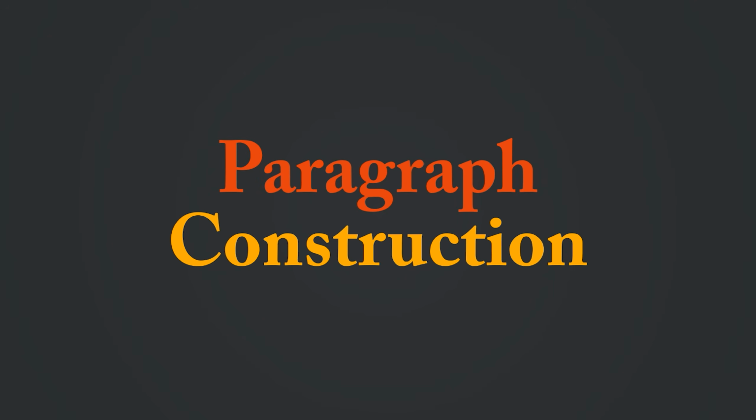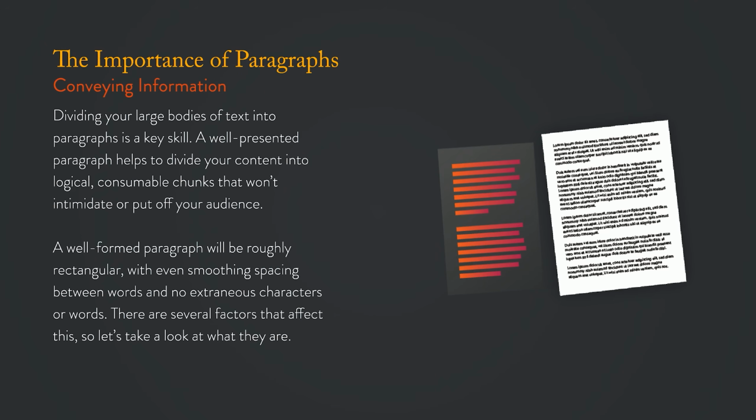So let's talk about paragraph construction. Paragraphs are really important because they help divide your large bodies of text into well presented, easily manageable chunks that won't intimidate your audience. So a well-formed paragraph will be roughly rectangular in shape. That makes sense because when you draw a text box, for example, it comes out as a box, and inside that box, you draw lines of text. However, sometimes you can get really ragged edges on a shape, which don't make it look very good. They look a bit better once they've been squared off a little bit.